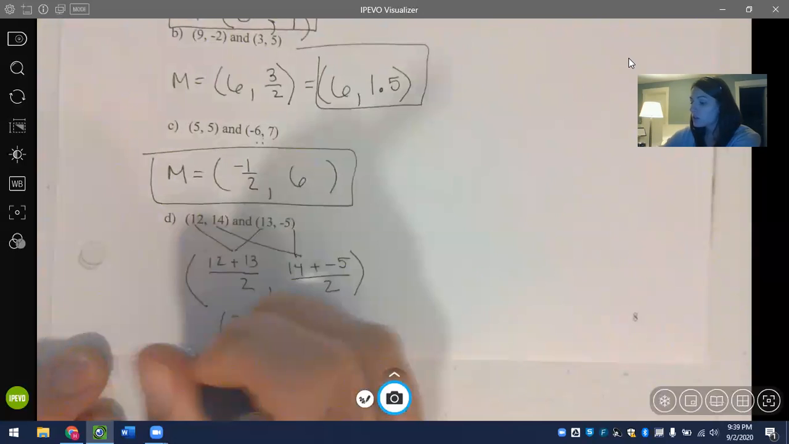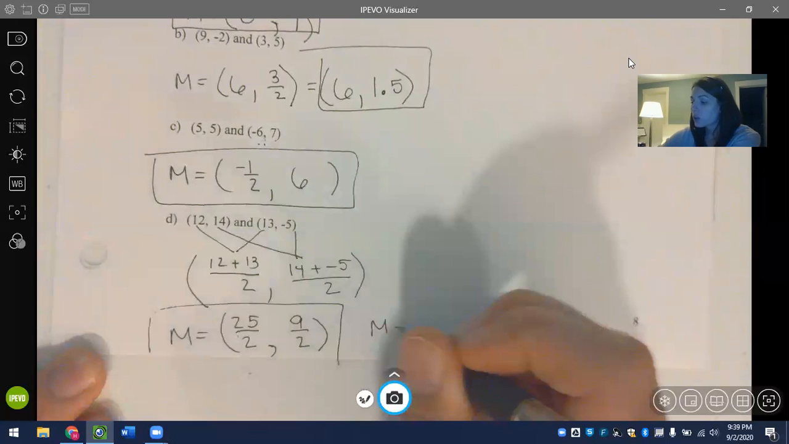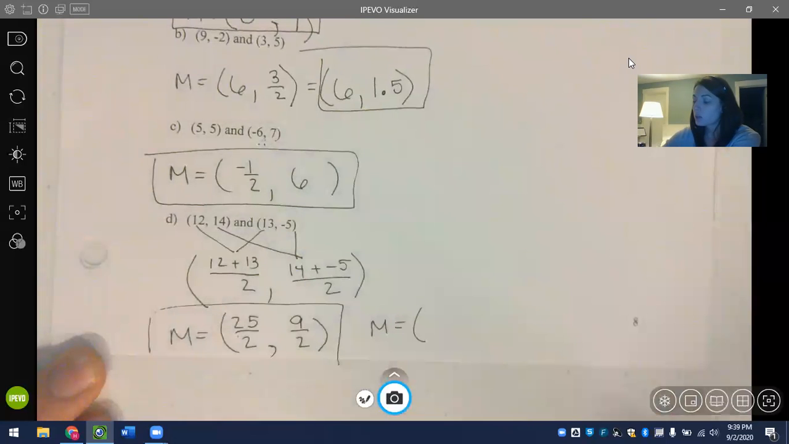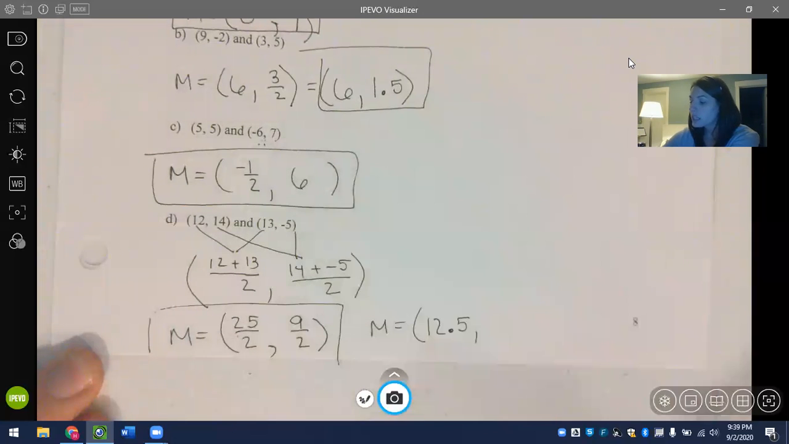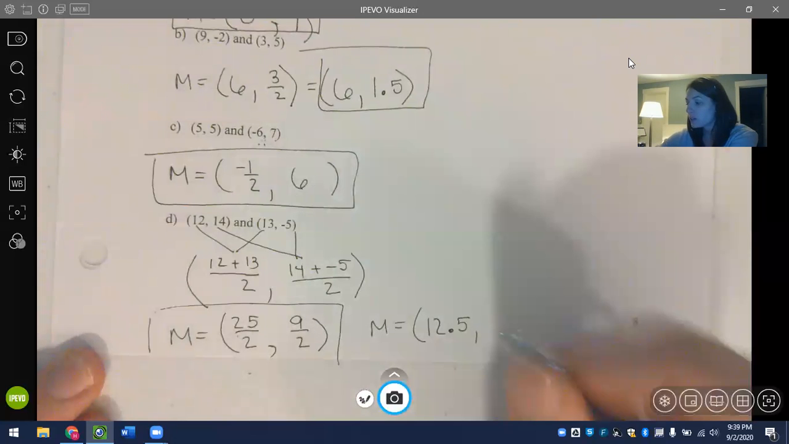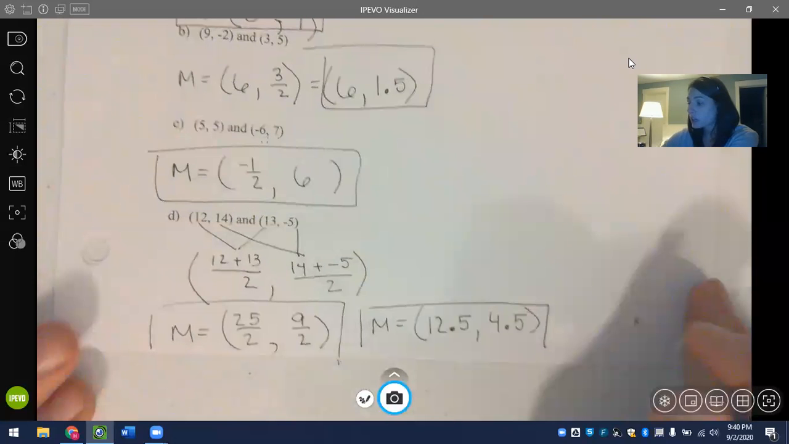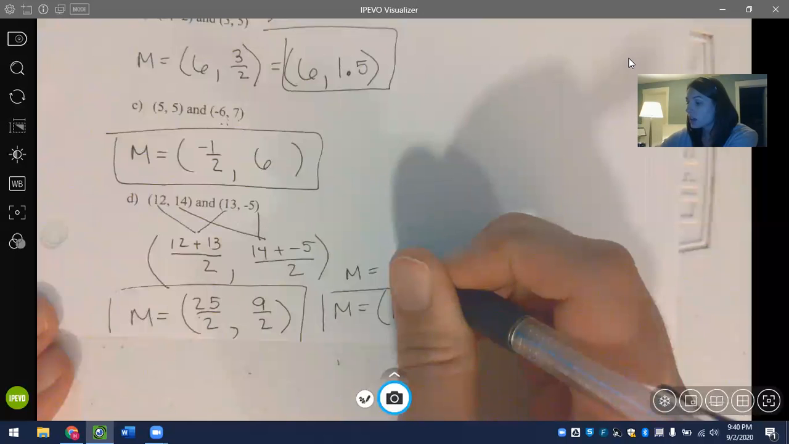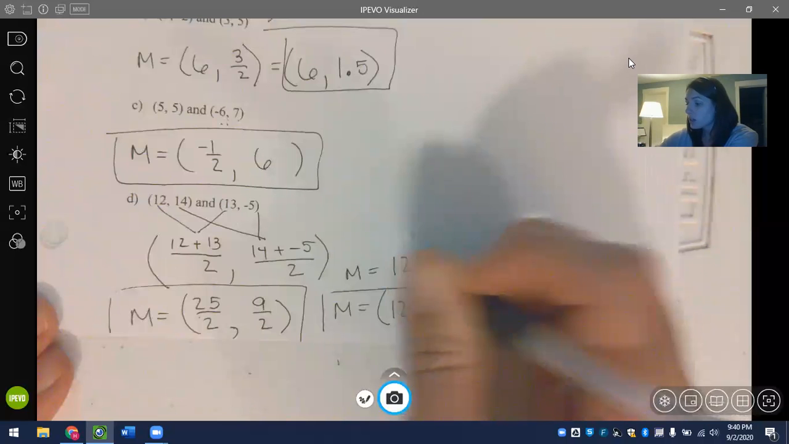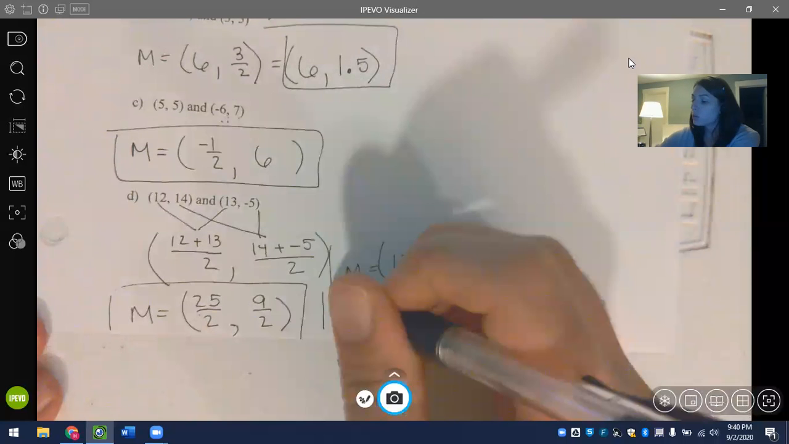Okay, so this first midpoint, the way I have this written, totally you can leave it like that. Or we can rewrite it as a decimal. So 25 halves is going to give me 12.5. And 9 halves is going to give me 4.5. Another way you could write this is as a mixed number. So third option here, I could have also written it as 12 and a half and 4.5. Any of those answers would be acceptable.